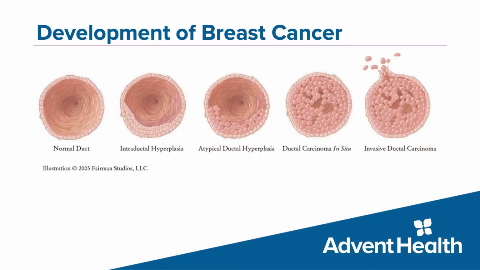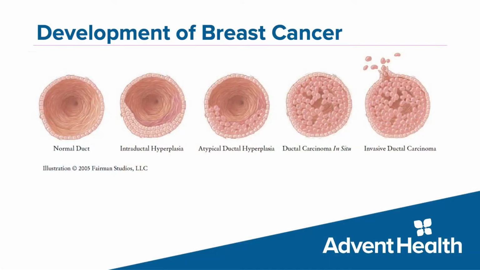This is a slide which shows the development of breast cancer. As you can see, a normal duct is lined by a single layer of cells. The second image shows that there can be an overgrowth or hyperplasia of normally growing cells. When those cells start to become atypical or abnormal, we call that atypical ductal hyperplasia. They then have the potential to transform into cancerous cells and is associated with an increased risk for malignancy.